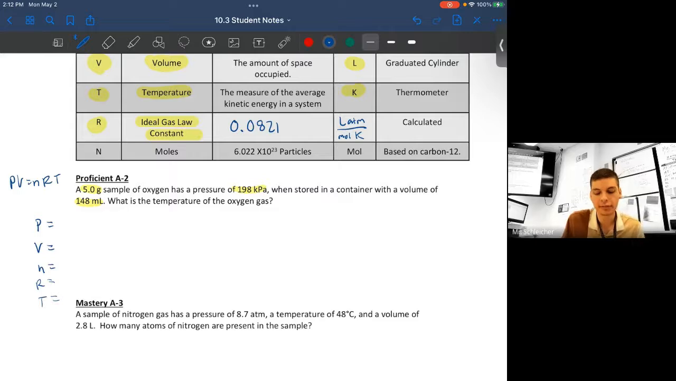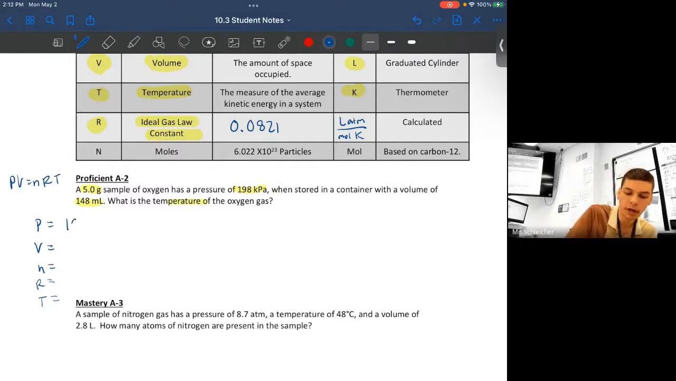A 5-gram sample of oxygen has a pressure of 198 kilopascals when stored in a container with a volume of 148 milliliters. What is the temperature of the oxygen gas? Okay, so we're given four of these variables, and we're being asked for the other one that we don't have. So let's list out what we do have.